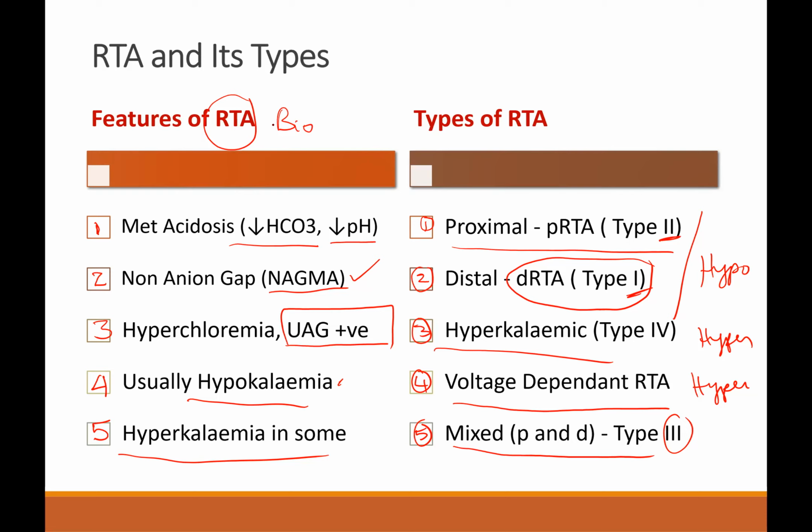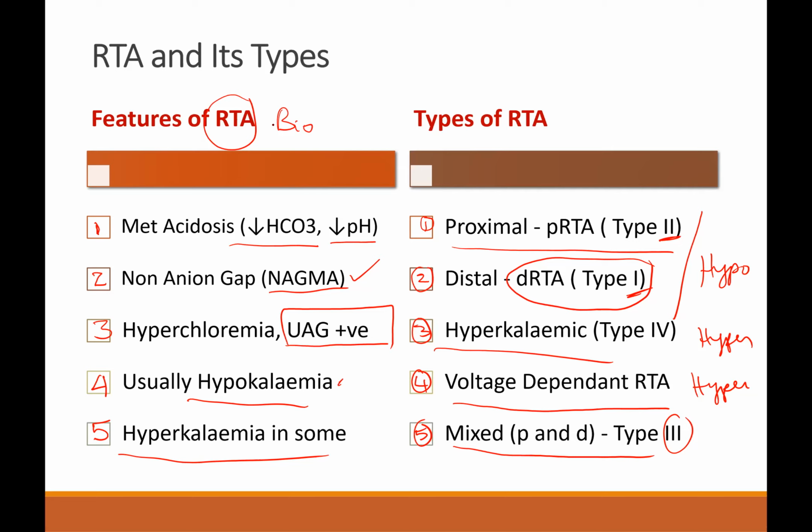And usually acidosis we expect to be hyperkalemia, but type 1 and type 2 RTAs are associated with hypokalemia for reasons which will be explained. Will there be hyperkalemia in some RTAs? It will be there. In type 4 and voltage dependent, there will be hyperkalemia.